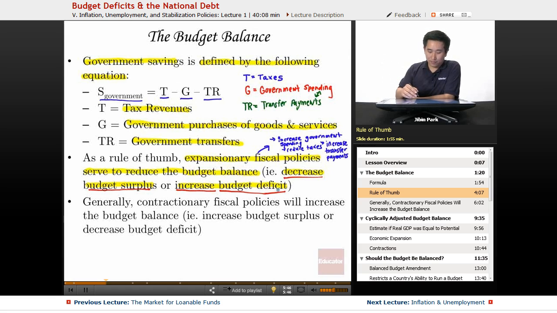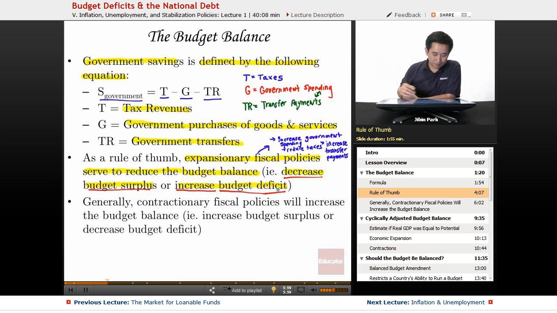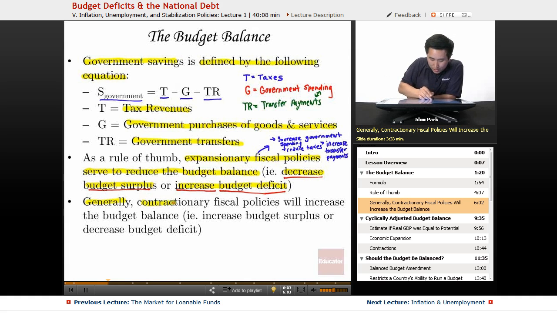So, it was great. It may have helped save us in the short run from falling into a greater recession. But there are long-term consequences, and we had a deficit, and it kept on adding to our national debt. So, as a rule of thumb, generally, contractionary fiscal policies will increase the budget balance, for example, increase the budget surplus, or decrease the budget deficit.